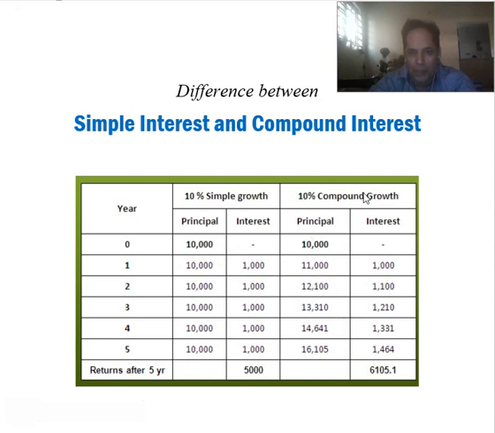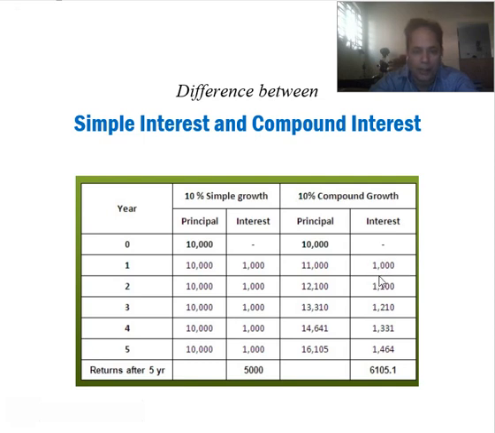But in compound interest, this is the calculation of compound interest. In compound interest, suppose you deposit in a bank $10,000. After 1 year, you will get some profit, that is interest. And that interest is 10% of this 10,000. And 10% of 10,000 is 1,000. Therefore, you will get $1,000 profit after 1 year.